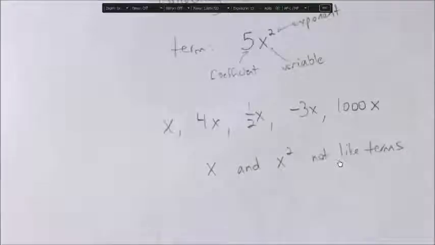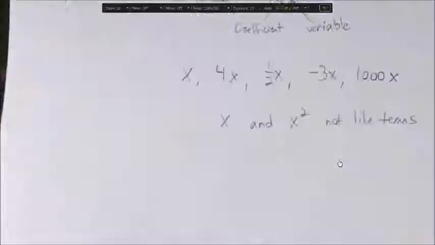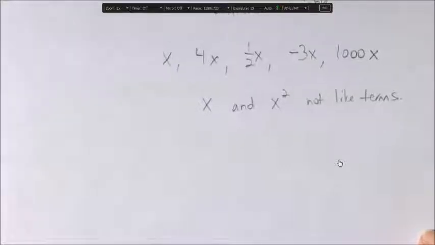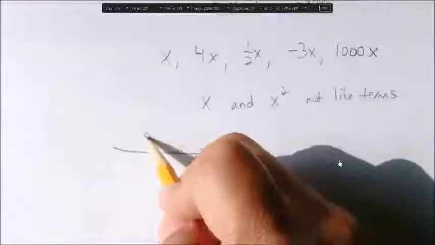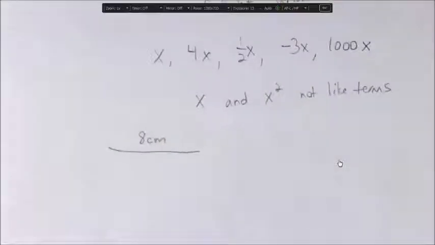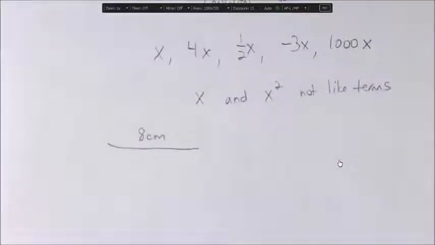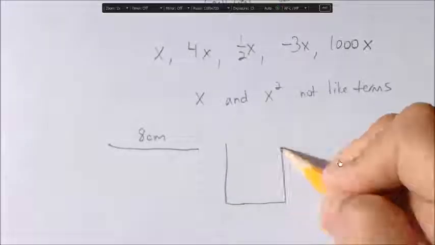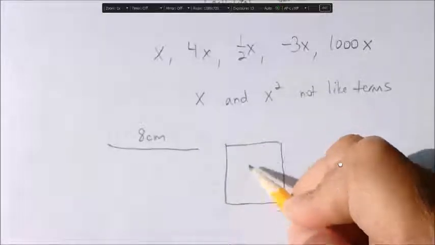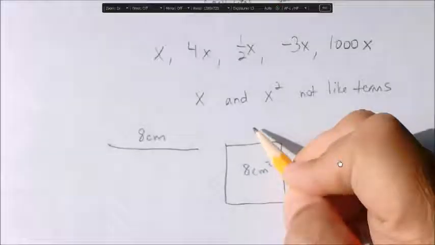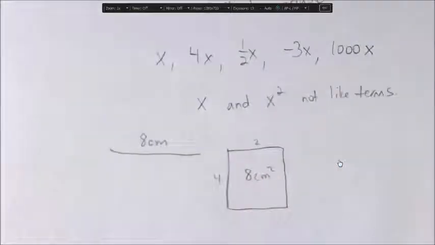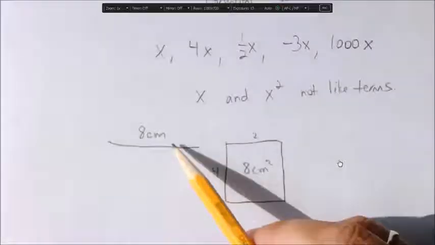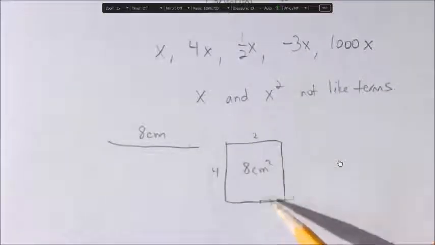Pretend that the x is centimeters. So, for example, I can have a line that is 8 centimeters long. But x squared would be square centimeters. We use square centimeters for area. So square centimeters looks like this. For example, this would be 8 square centimeters. I can get it by going 2 centimeters by 4 centimeters, something like that. So you can see that this line and the rectangle, not square, the rectangle, are not the same thing. Centimeters and centimeters squared are not the same thing.